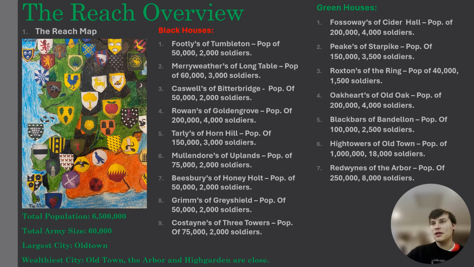We're going to move to the Rowans. They're just below the Caswells. They have the golden tree with the white background. They are in black territory.